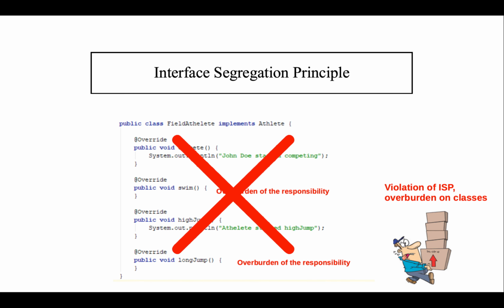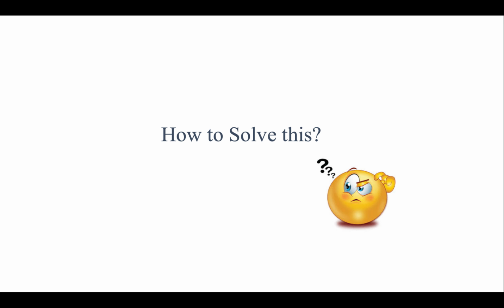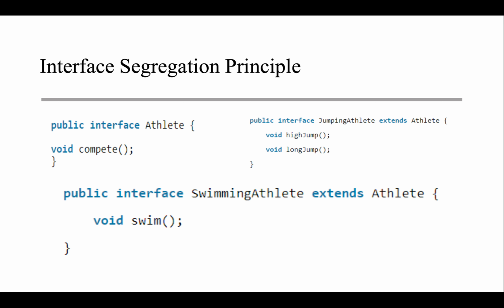So now the question arises: how can we fix this? The principle itself says we have to break down the interface into smaller chunks. So we will create three interfaces. One for Athlete, which will hold the compete behavior, which is common for all athletes. We will create one more interface for the swimming athlete, who will be responsible for swimming, and which will extend the Athlete interface. Similarly, we will create a jumping athlete interface which will extend the Athlete interface and hold the responsibilities required for the jump.